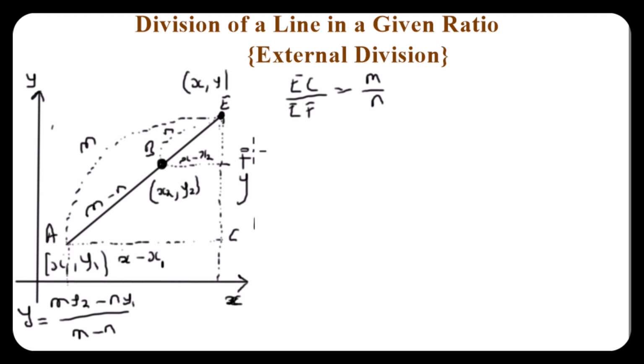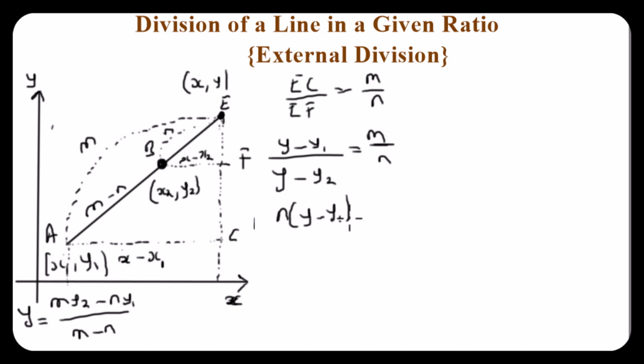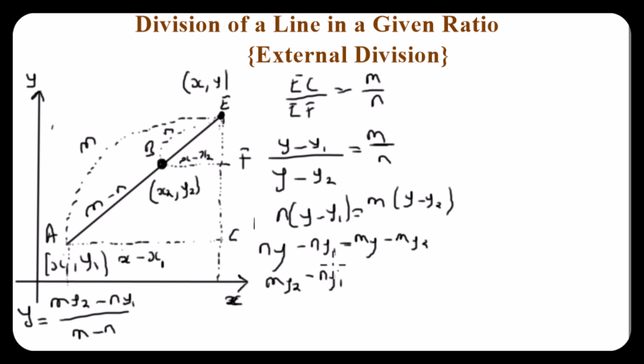Same approach we used for the x value. So for EC we'll have y minus y1 divided by y minus y2, and this will be equal to m over n. Okay, what do we do? Cross multiply. Again, we have n(y minus y1) equal to m(y minus y2). So this gives us ny minus ny1 equal to my minus my2. So again, take this n y1 to this side, it becomes my2 minus ny1, and bring ny to the other side, so this becomes my minus ny.